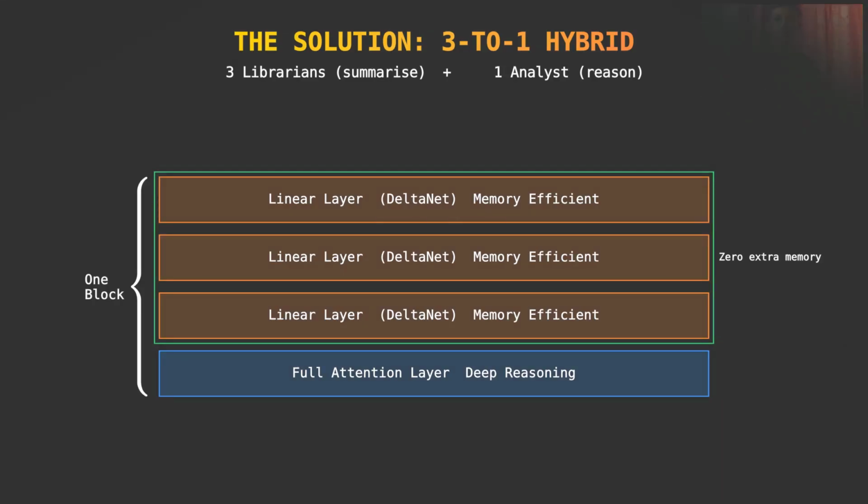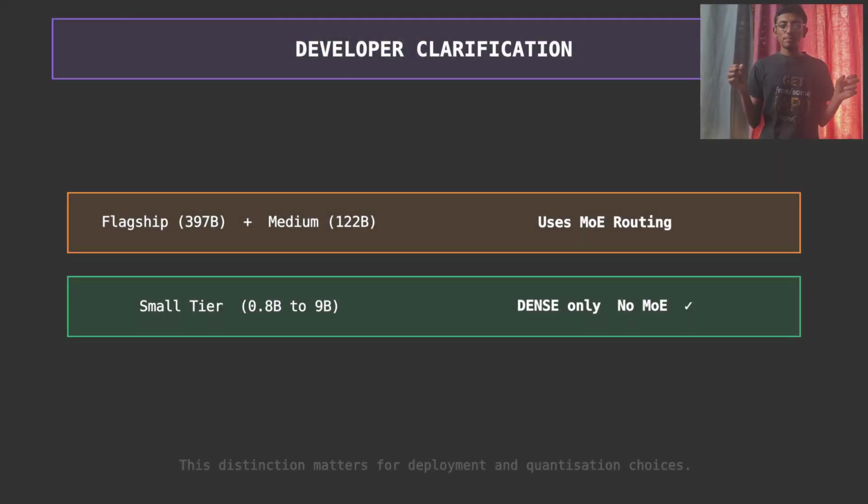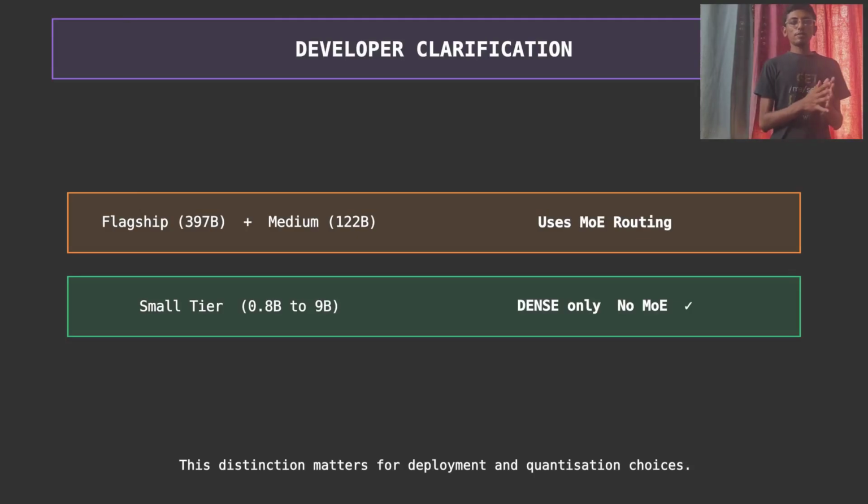That's Qwen 3.5. Now while talking about Qwen 3.5, I want you to note something very deep. There is a mixture of experts that is also going on around. But we need to really remember that the MoE routing only applies to the flagship and the medium sized models, not to the ones that are categorized into the small category. That is 0.8B till 9 billion. They are all entirely dense. There is no routing, there is no expert selection, just the 3:1 DeltaNet hybrid, critical for development and quantization choices.